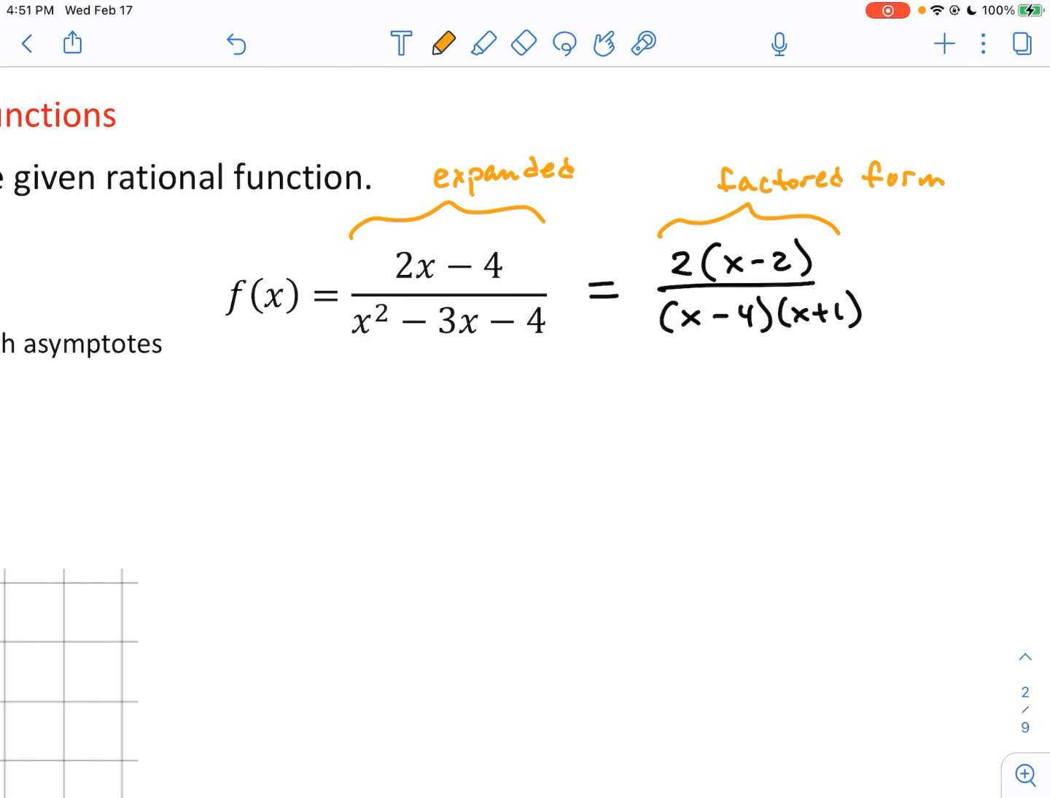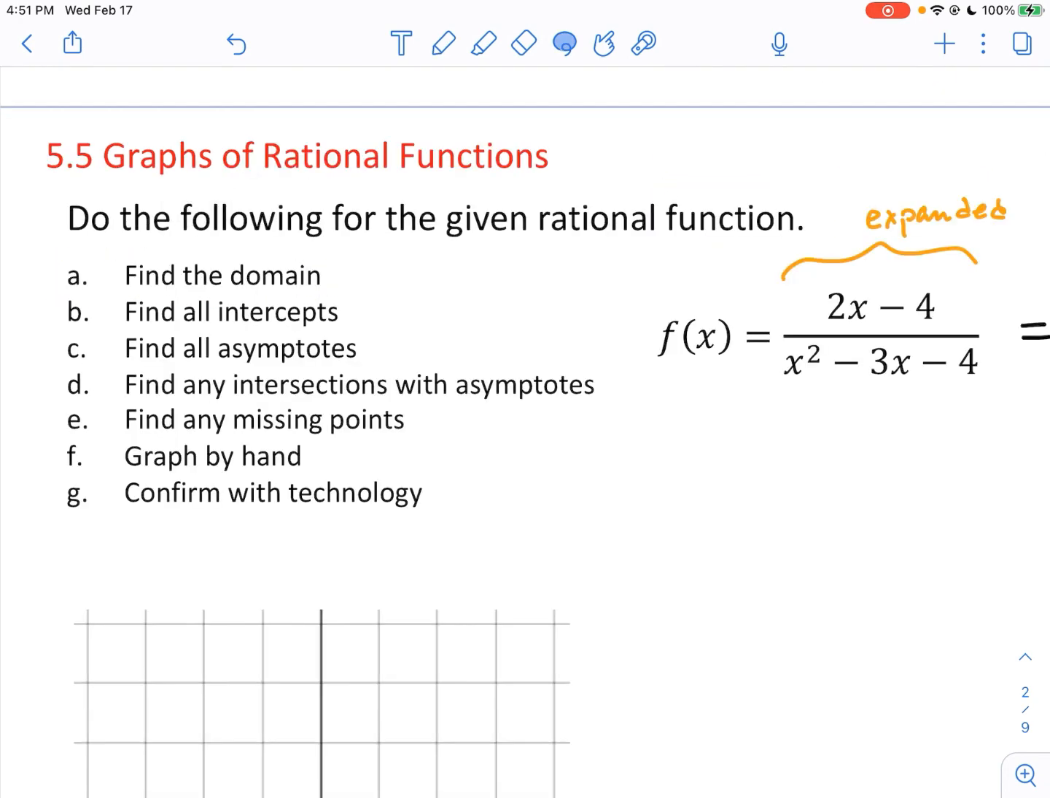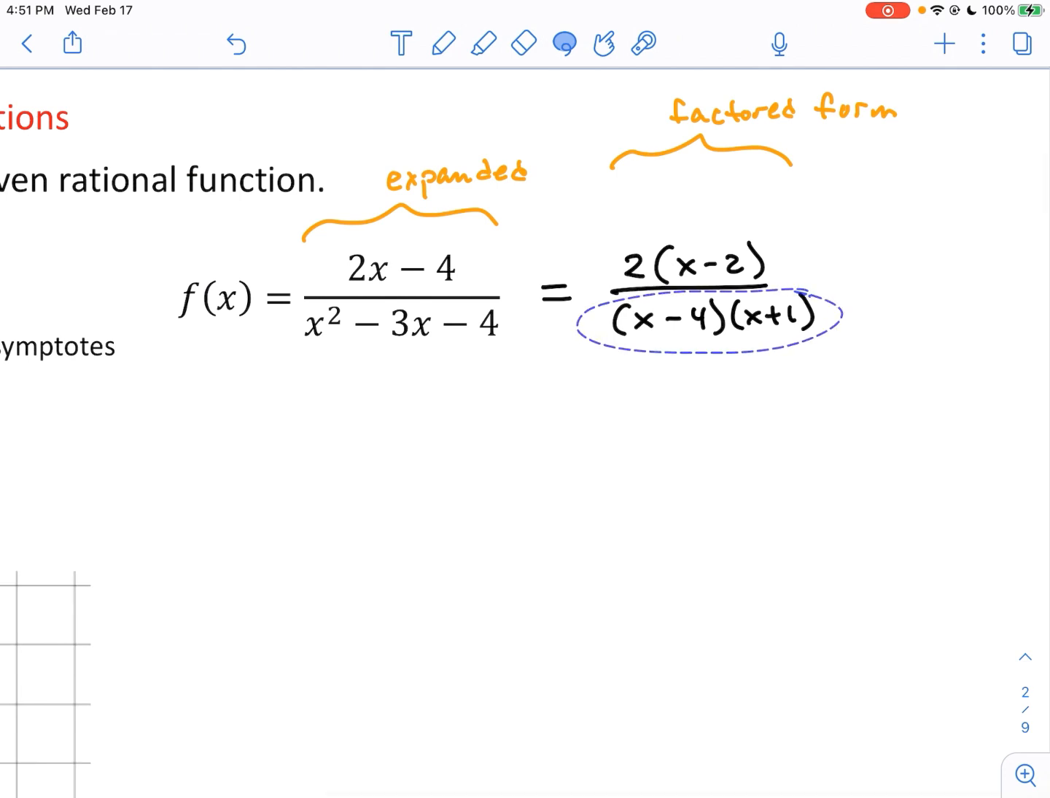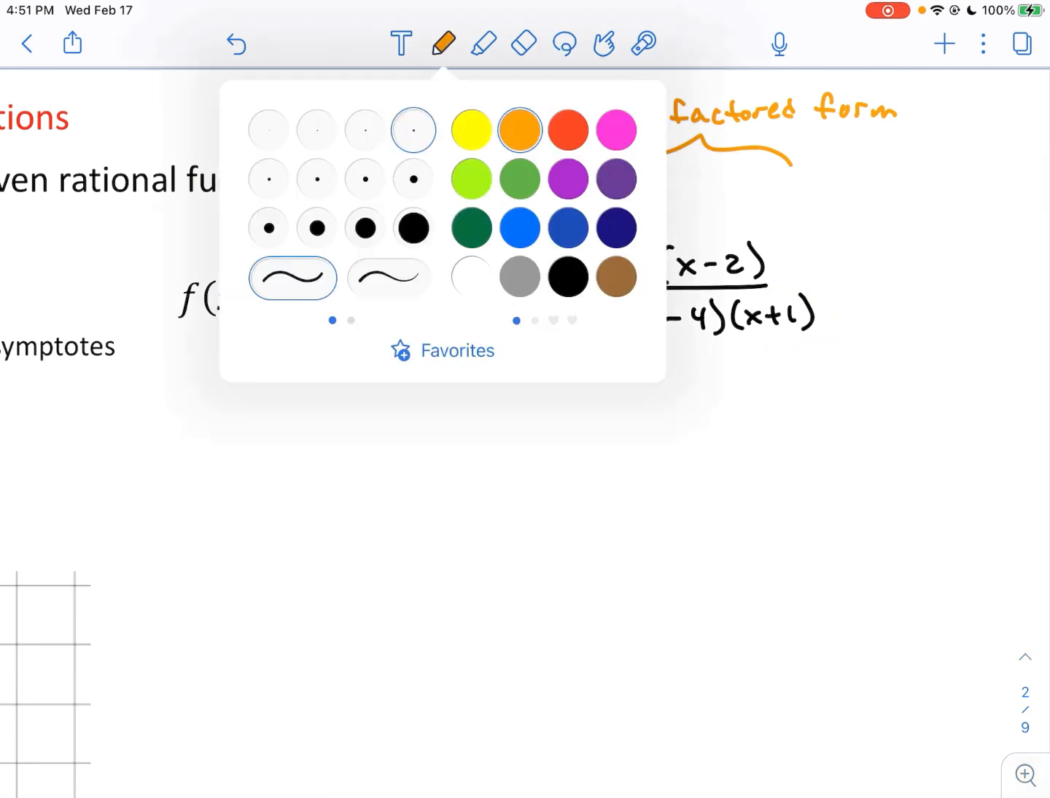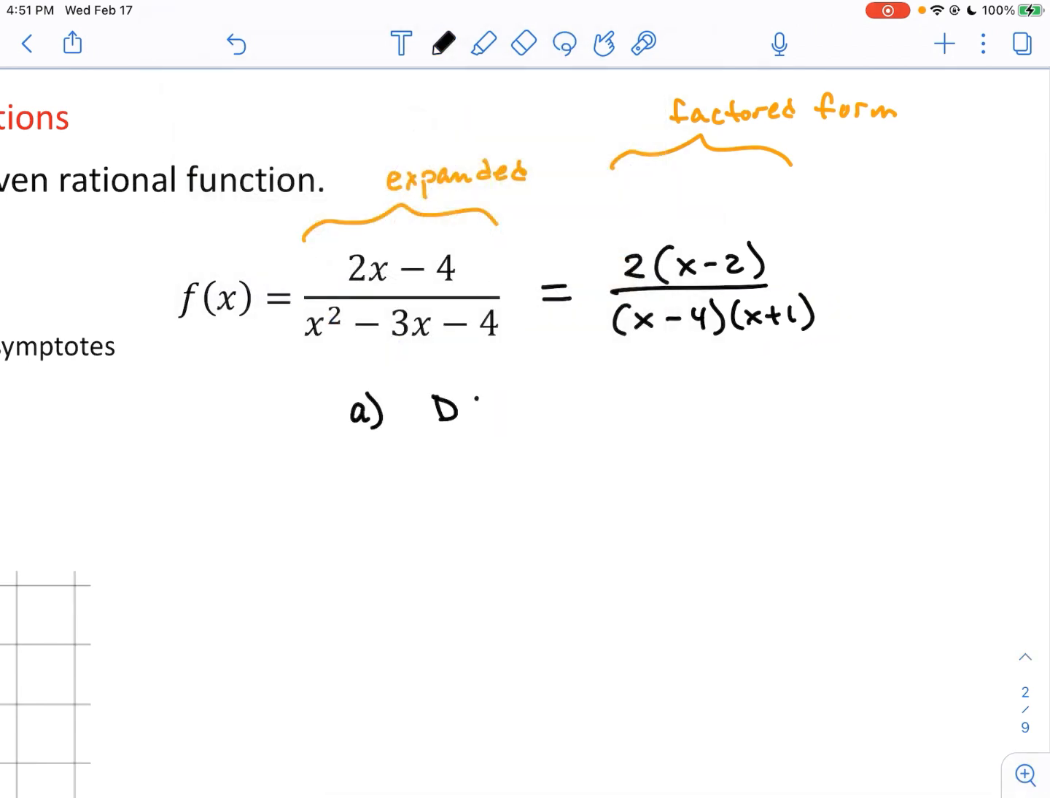Now the two forms are useful for different reasons. So let's begin with question A, find the domain. The domain, I'm going to use factored form and look to that denominator and tell me what all the x's can and can't be. So part A, the domain is that x can't be 4 or negative 1.